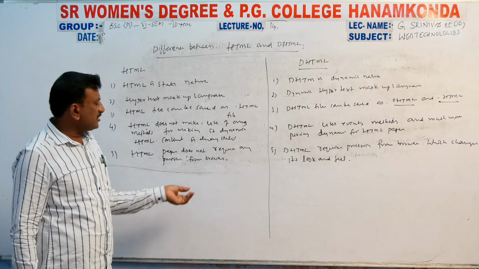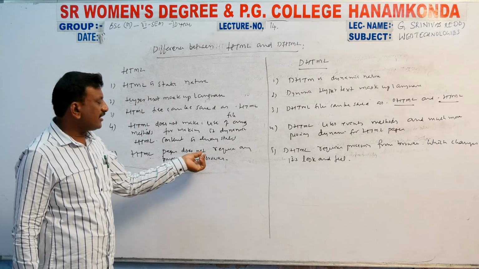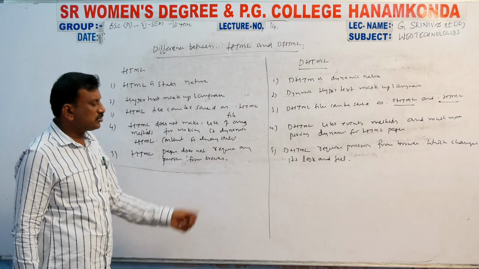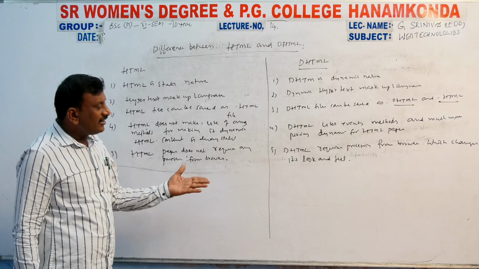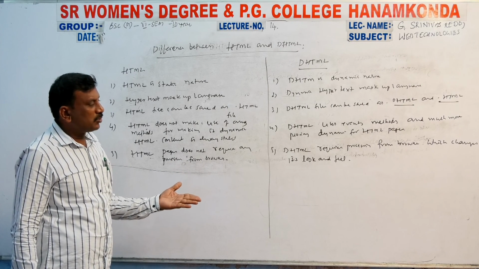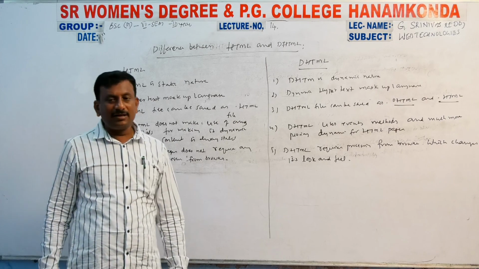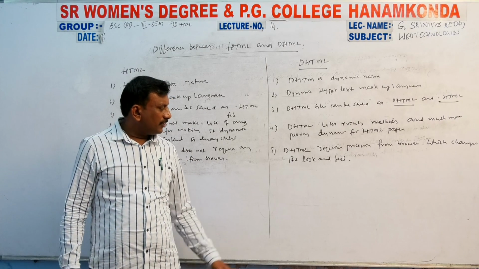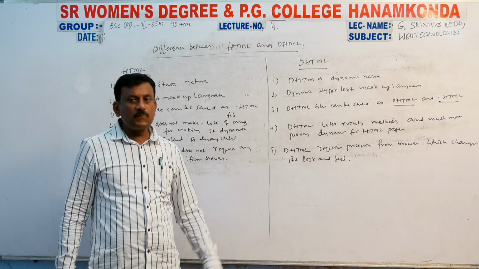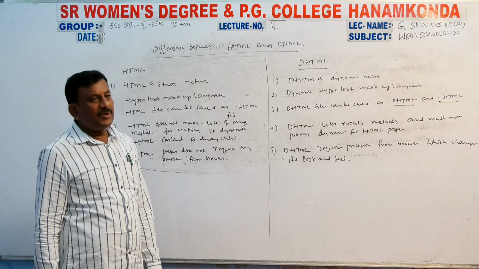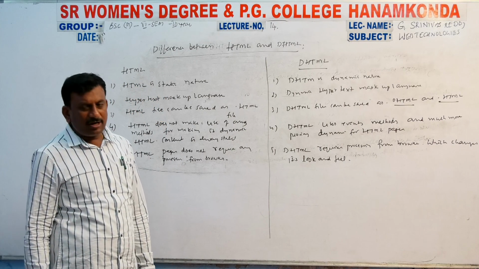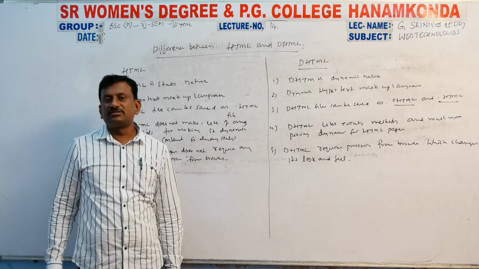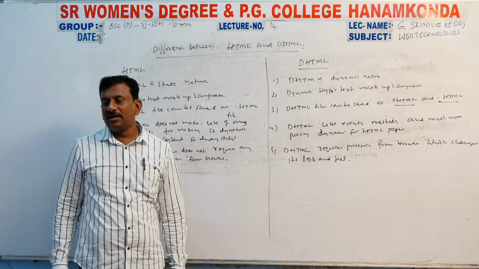HTML pages do not require any processing from the browser, but DHTML requires processing from the browser, which changes its look and feel. These are the main differences between HTML and DHTML. This content is very useful from an examination point of view, as this question, the difference between HTML and DHTML, is often asked.